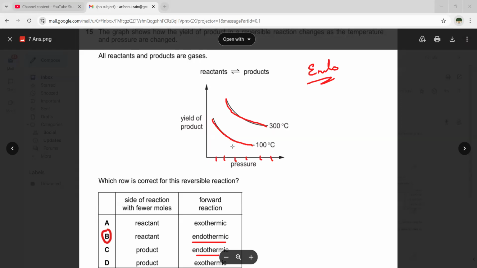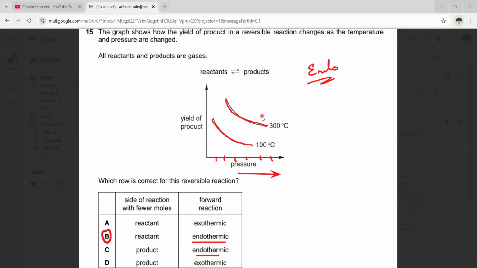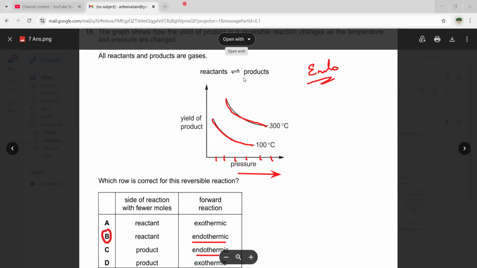If you compare at high pressure, what happened to the yield? Yield is decreasing, because if you see the graph, when the pressure is increasing on the x-axis, what happened to the amount of product for both reactions? For the same reaction, the amount of product is decreasing. If the amount of product is decreasing, what is the rule?